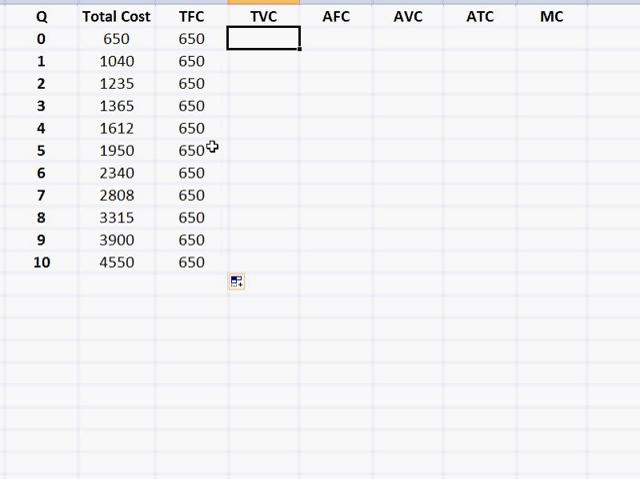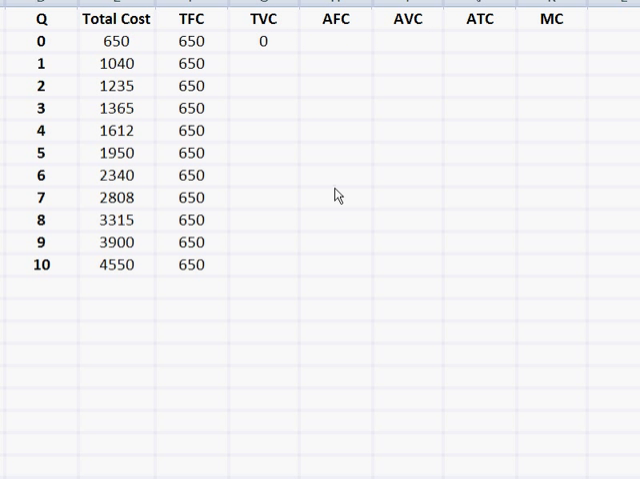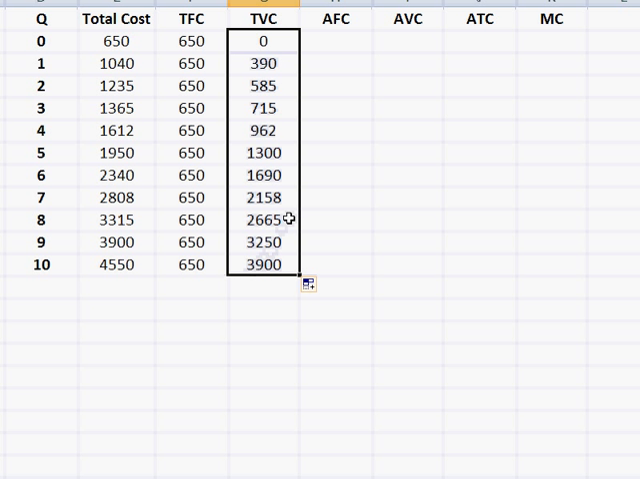Variable costs, labor and materials costs. Well, variable costs plus fixed cost equals total. So you just subtract off the fixed cost from total cost, and that gives you the variable. So I'm going to use a formula here in Excel, equals E2 minus F2. And then we're going to copy this down. And as you see, as you produce more units, total variable costs go up. You need more labor and you need more materials.